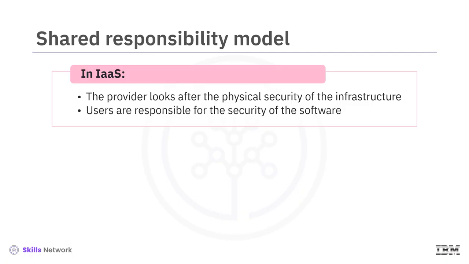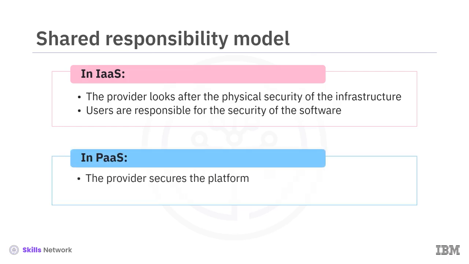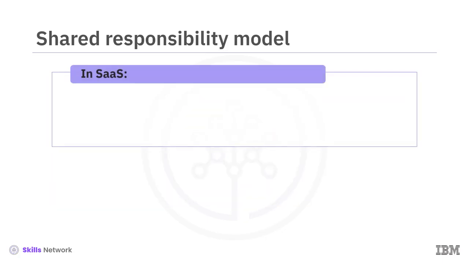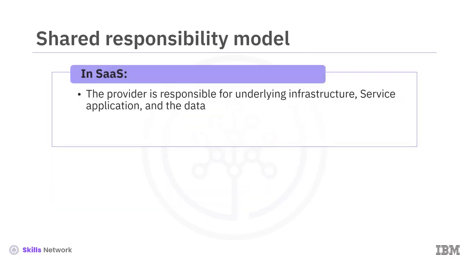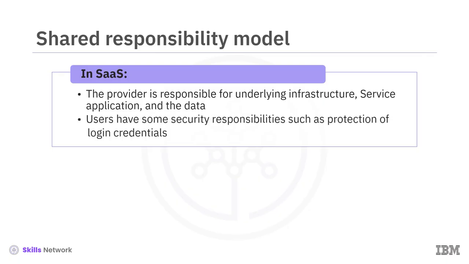IaaS users are responsible for the security of the software, including the OS required to run their applications and their data. In PaaS, the provider secures the platform, including the OS, user subscriptions and login credentials, but the user is responsible for the security of any code or data or other content produced on the platform. However, in SaaS, the provider is responsible for almost every aspect of security, including underlying infrastructure, service application, and the data the application produces. Users still have some security responsibilities, such as protection of login credentials.